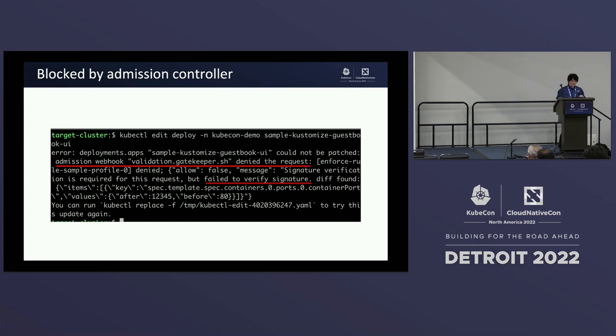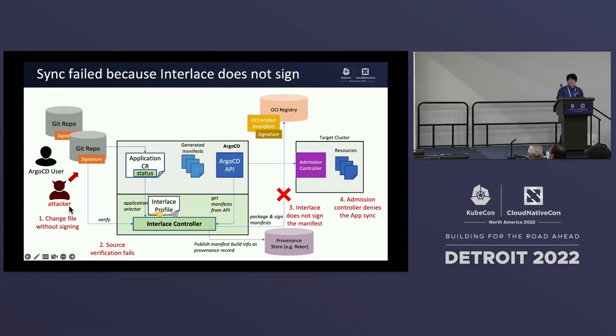Okay, so how about the source repo side? So there is an attacker who has access to the GitHub repository, and this attacker is trying to change the file inside the Git repo. And actually, this attacker can change the file inside this repository, but then RUCD interest verifies the source material signature, but the signature is not valid anymore because the file has been changed. So because of this, RUCD interest does not sign the manifest here, so there is no signature for the attacker's change. That's why the admission controller can block the attacker's change and application sync for it.